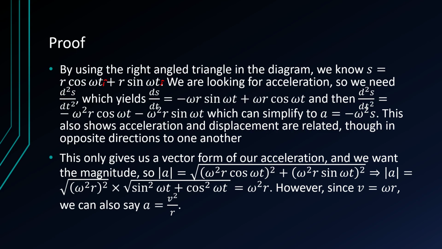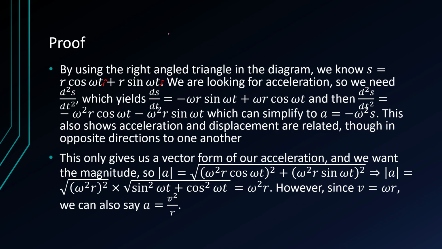And then the second one, the derivative of sine is cosine, but again, we bring the omega out for the chain rule, so we get omega r cos omega t. If we differentiate again, the derivative of minus sine is minus cosine, but again, we bring the omega out, so we get minus omega squared r cos omega t. The derivative of cos, we already said, is minus sine. So bringing the omega out again, we get minus omega squared r sine omega t.